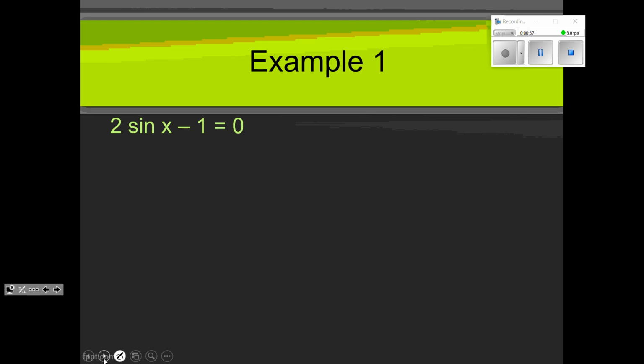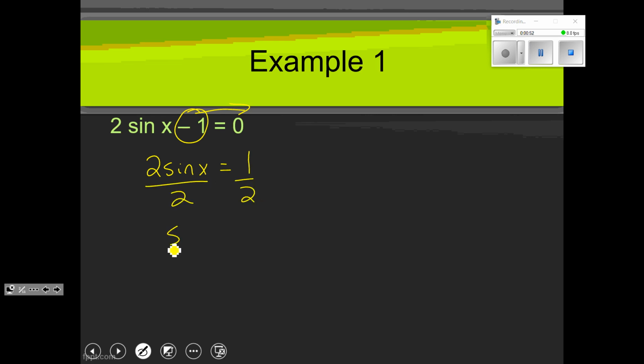So the first thing we're going to do when we solve is isolate the trig function. So I am going to move the 1 over, and I get 2 sine of x is equal to 1, and then I'm going to divide by 2. So the sine of x is equal to 1/2. Okay, now I'm not done. I am solving for x. I'm trying to figure out when the sine of the angle is equal to 1/2.